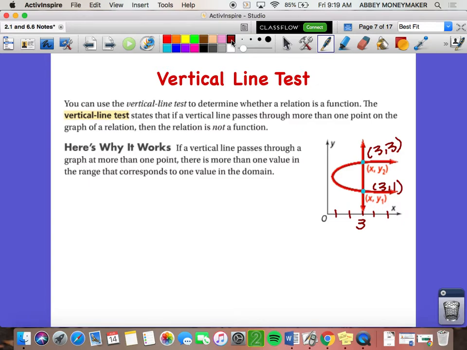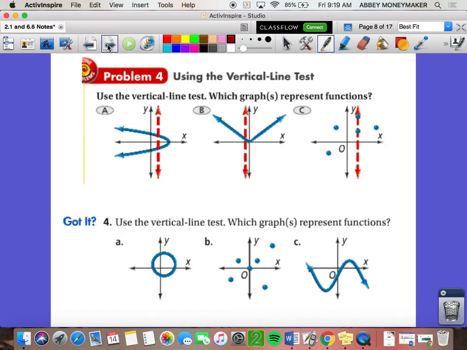So the best vertical line that you have on you is your pencil. If you ever want to, take your pencil and just drag it across the graph, and you can tell whether the relation is a function or not. So we're going to do that right here.